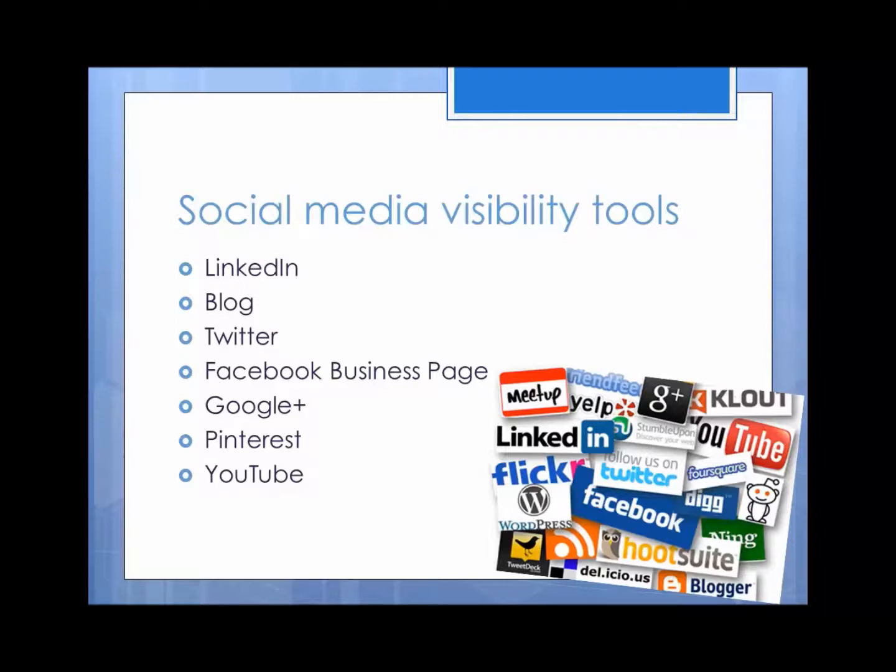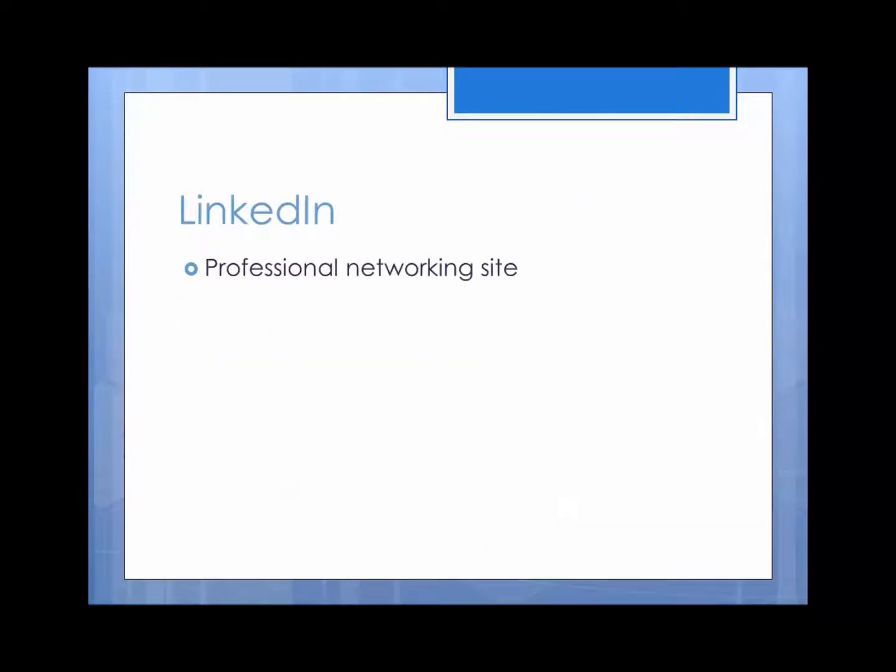If we look at the types of social media that are highly publicized and very well trafficked today, the first one we would start off with for a job seeker is LinkedIn. LinkedIn is a professional network that we can use as a social media tool to make ourselves visible. In a moment, we're going to talk about blogging. We'll speak about Twitter. I also want to talk about the Facebook business page, which has also been referred to as the Facebook fan page. We'll talk about Google+, Pinterest, and YouTube.